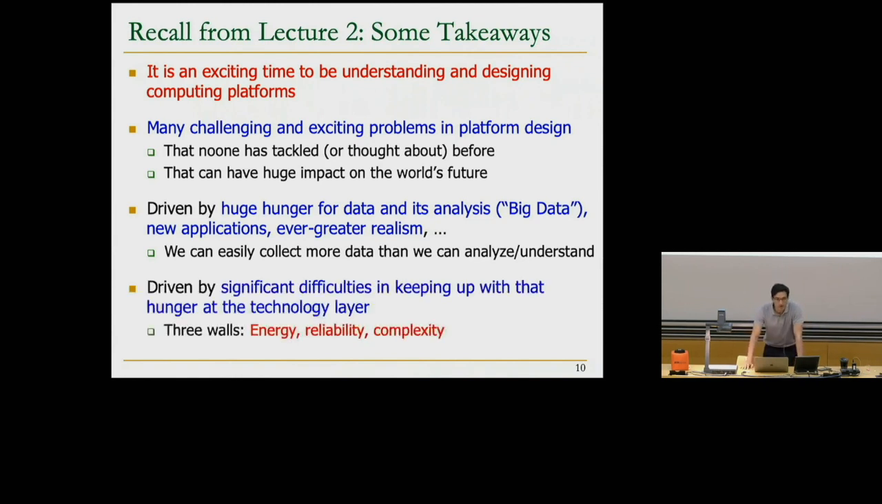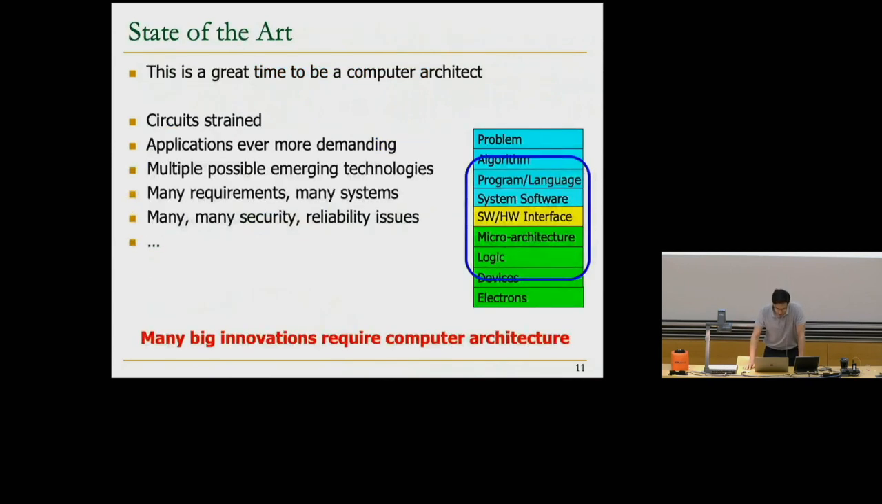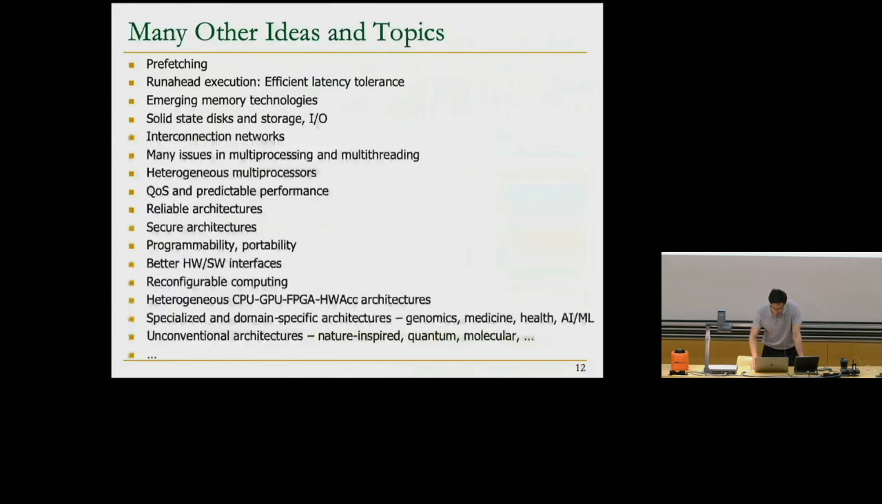And there are challenges and difficulties to solve, like, for example, energy, reliability, complexity, and so on. This is more or less the state of the art. Applications are ever more demanding. There are emerging technologies, like, for example, memory technologies that I just mentioned, many requirements, systems, and security, reliability issues. So many, many things to do in computer architecture.